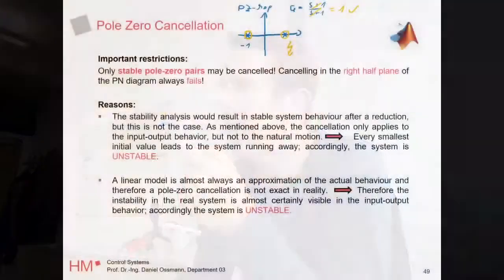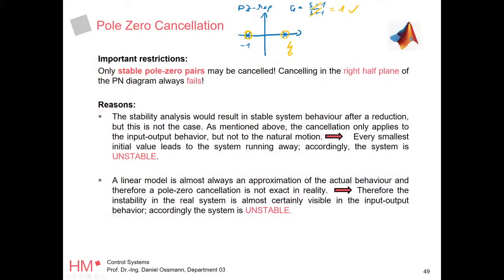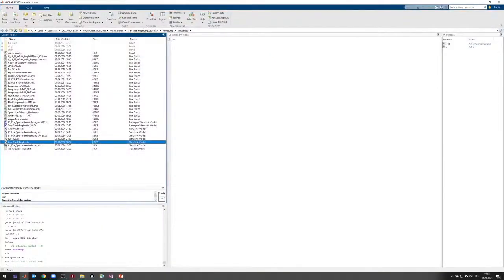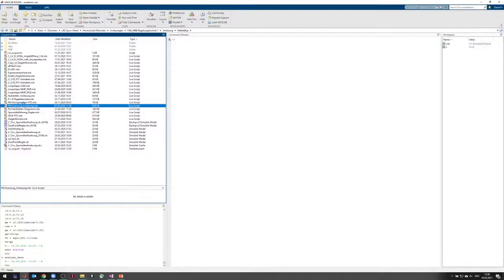Okay, so let's try to come up with the MATLAB example here. It's always good. Okay, so I need to do it by hand. I think it's going to be this one.